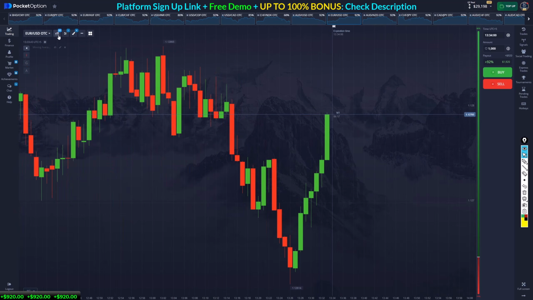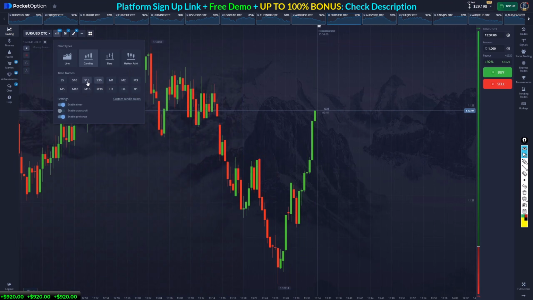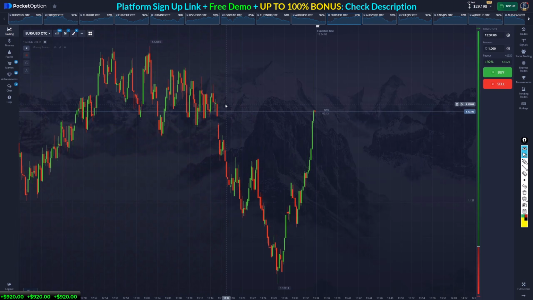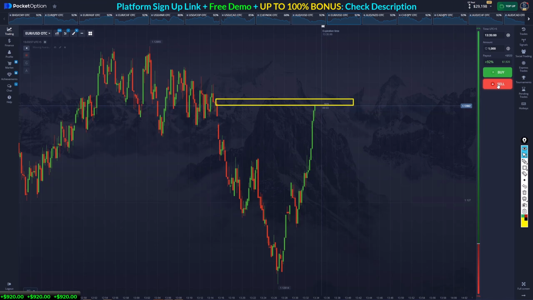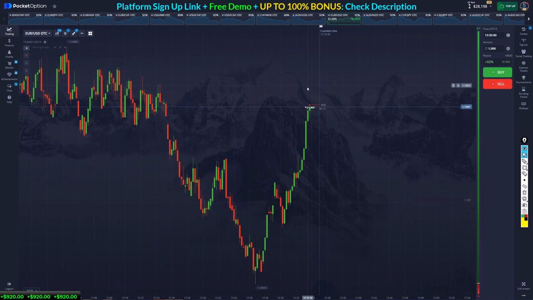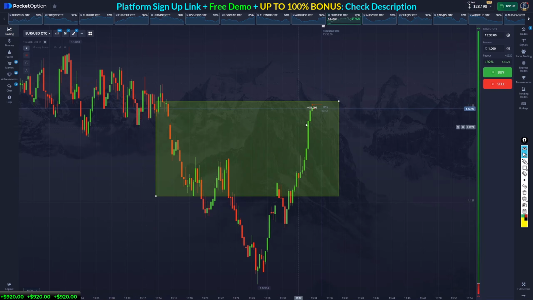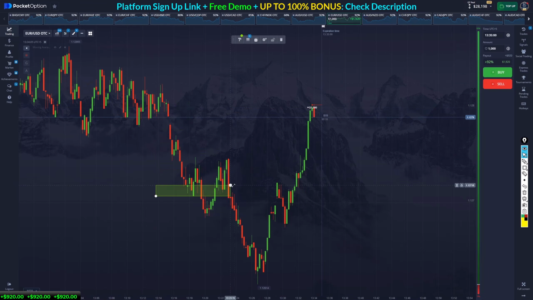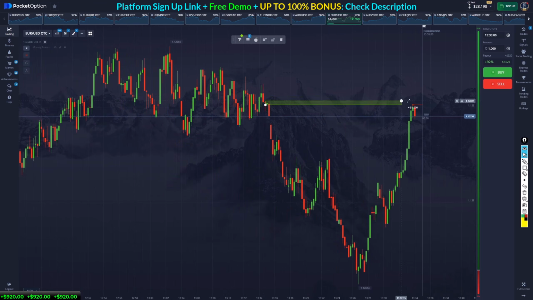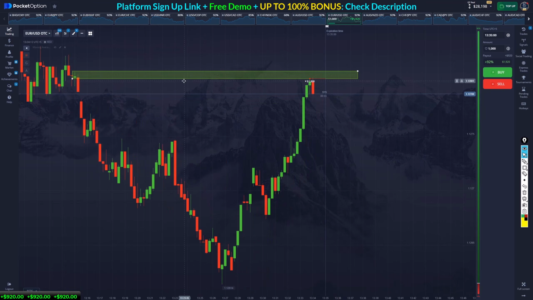All right, let me just go to lower time frame. Okay, there's a very beautiful entry. If it gives me the entry, come on. Okay, I entered right here. And I'm expecting a drop right here. This is the entry.